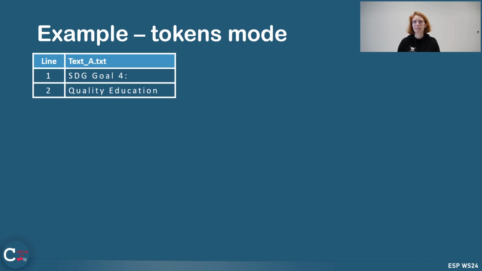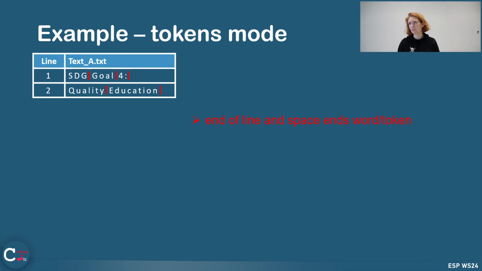So let's look closer at an example. For example, in this text A, I have the following contents. I have this line and this line. And now I want to split this into tokens because I chose tokens mode earlier, or the user chose tokens mode when starting the program. So let's just go through the rules.